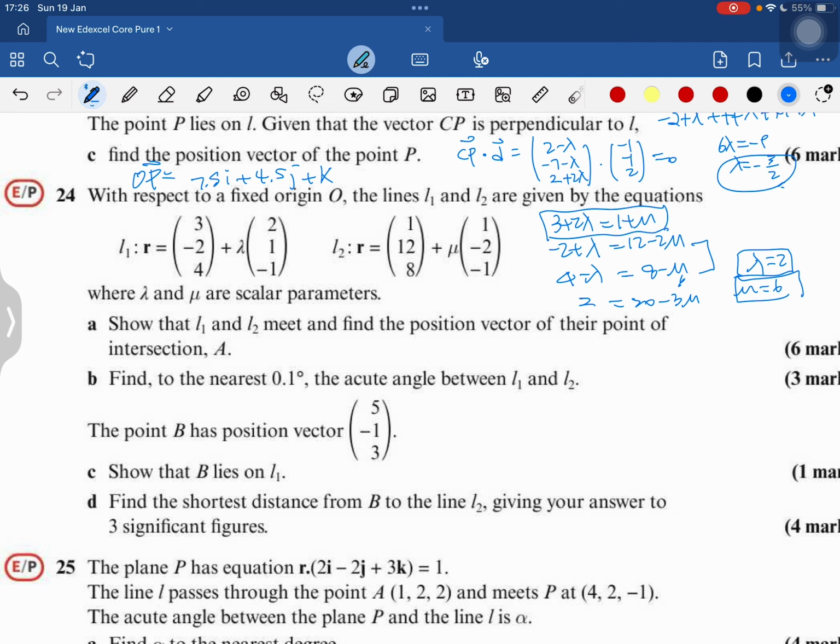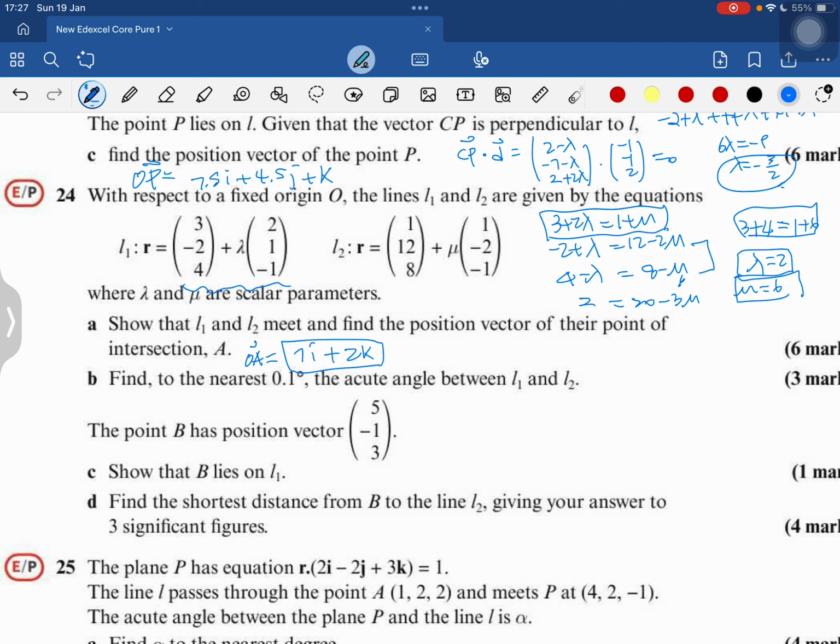So this is the solution, just to make y and z equal. So we need to check the x too. So 3 plus 4 equals 1 plus 6, which is true. Therefore, they meet, and the position vector of intersection A, because when lambda equals 2, is 7i plus 0 plus 2k. So this is A.